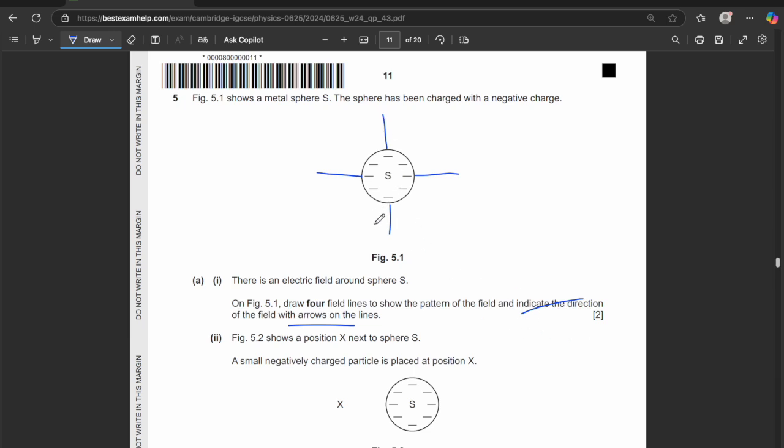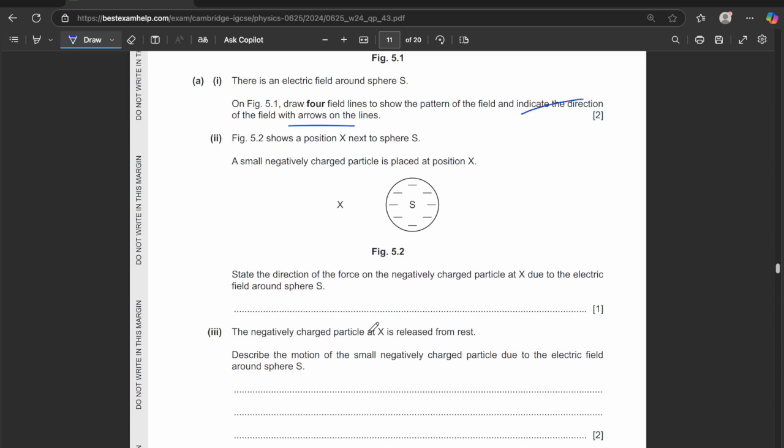And for the direction, the direction of the electric field shows how it affects a positive charge, so it will be attracted inwards. Figure 5.2 shows the position X next to sphere S. A small negatively charged particle is placed at position X. State the direction of the force on the negatively charged particle at X due to the electric field around sphere S.